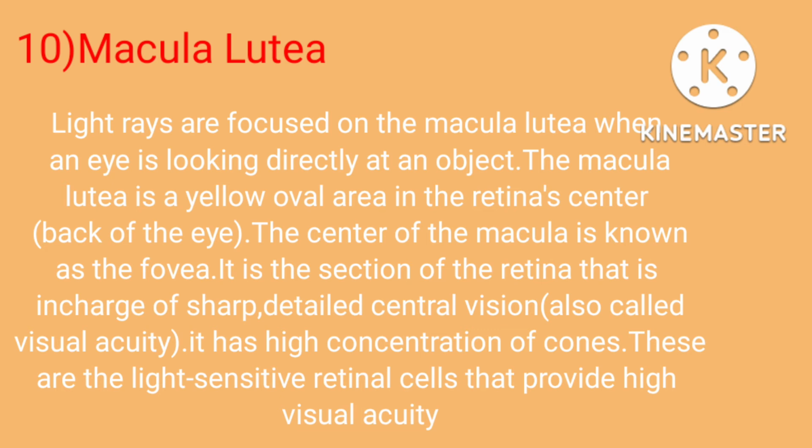Number 10. Macula lutea. Light rays are focused on the macula lutea when an eye is looking directly at an object. The macula lutea is a yellow oval area in the retina center, back of the eye. The center of the macula is known as the fovea. It is a section of the retina that is in charge of sharp, detailed central vision. It is also called visual acuity. It has a high concentration of cones. These are the light-sensitive retinal cells that provide high visual acuity.